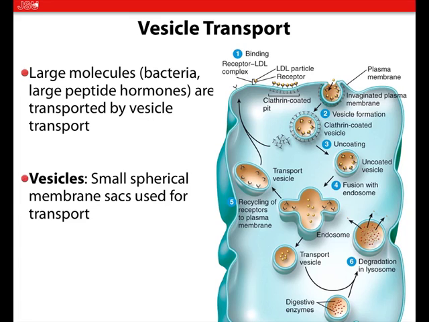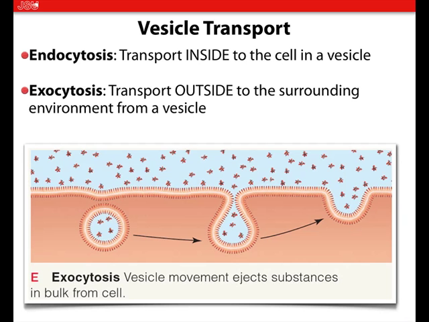Some cells are going to make hormones, and they're so large that they put those hormones into a vesicle and release them to the exterior. These things are so large that they simply cannot go through the channels we talked about before. Two types of vesicle transport: we have endocytosis and exocytosis.